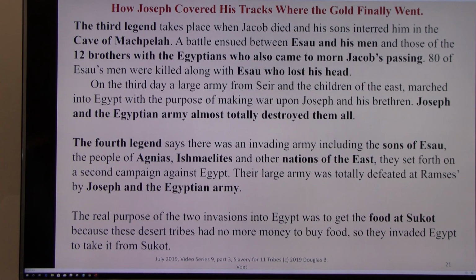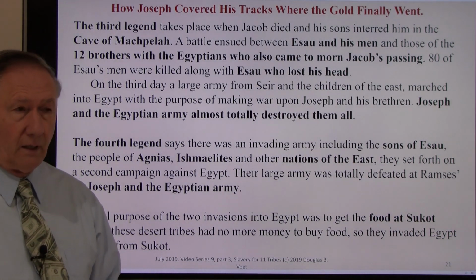Third legend. Now this one, there's a third, and this part of the third should be part of this one. I'll explain why. Third legend takes place when Jacob died and his sons interred him in the cave of Machpelah, which is by Mount Sinai. A battle ensued between Esau and his men and those against the 12 brothers of Jacob and the Egyptians who came to mourn Jacob's passing.